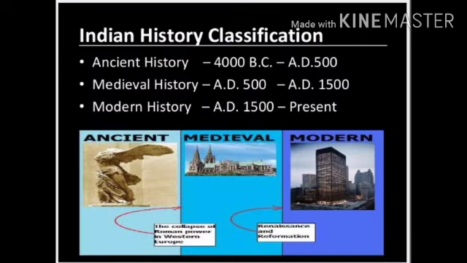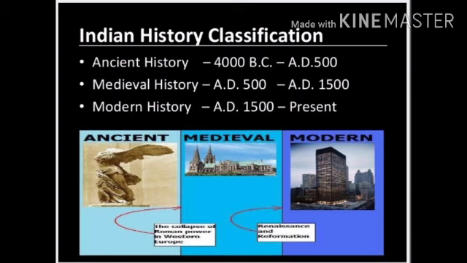Indian history classified. This history is prepared by the Indian historians, and it is divided into three parts: ancient history, that is 4000 BC to 500 AD. You know the differences between BC and AD. BC means before Christ and AD means Anno Domini. So BC is 4000 years before the birth of Jesus Christ, and AD means after the birth of Jesus Christ.